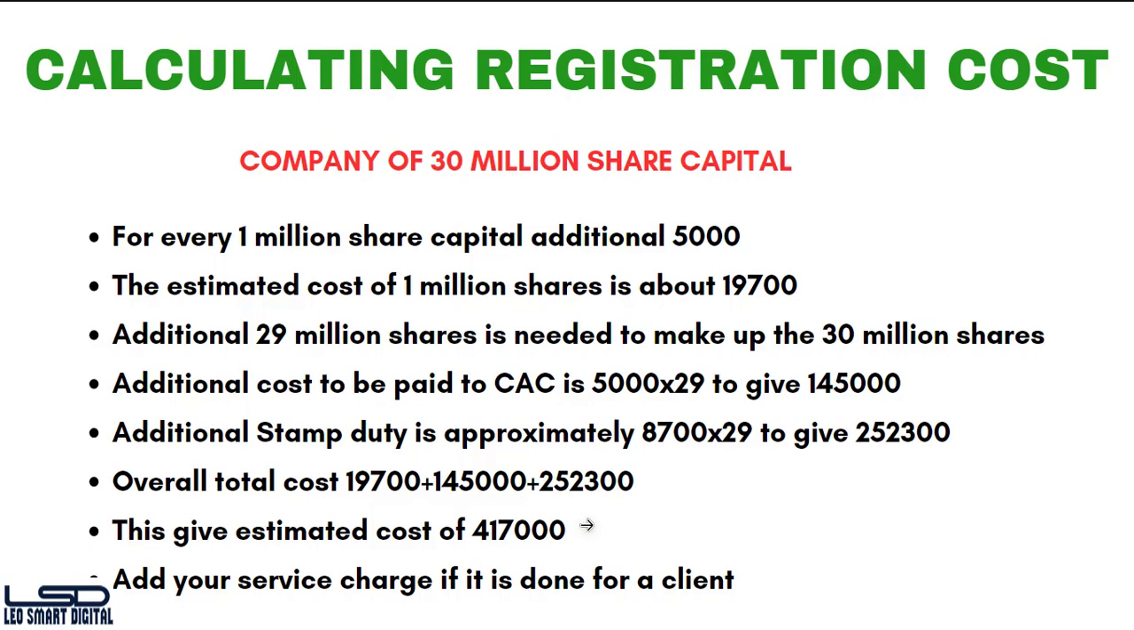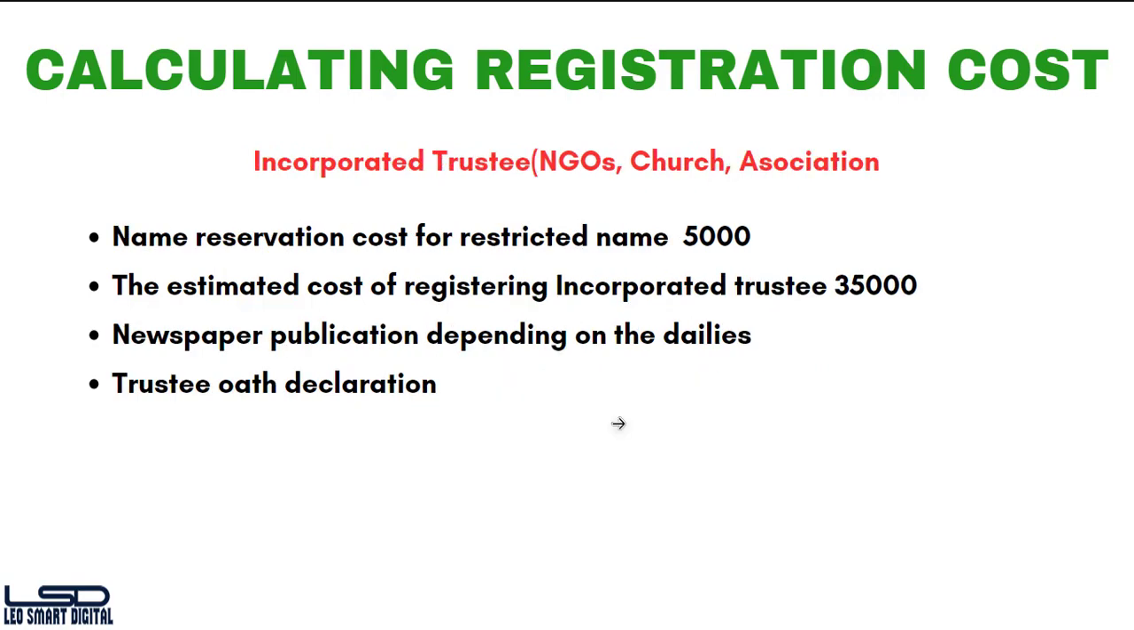Add your service charge. And we'll look at incorporated trustee as I've stated in the ebook. The name reservation for a restricted name is 5,000. Now the estimated cost of registering an incorporated trustee is about 35,000. Other costs that will be incurred will be on newspaper publication, depending on the dailies and your contacts. I have a contact that does it for 4,000 per publication.